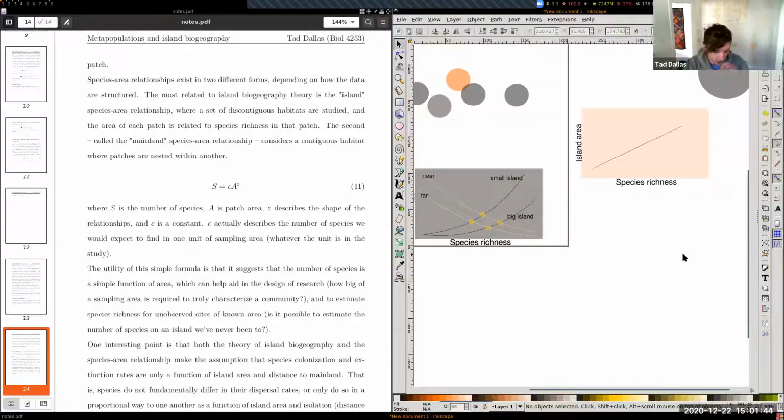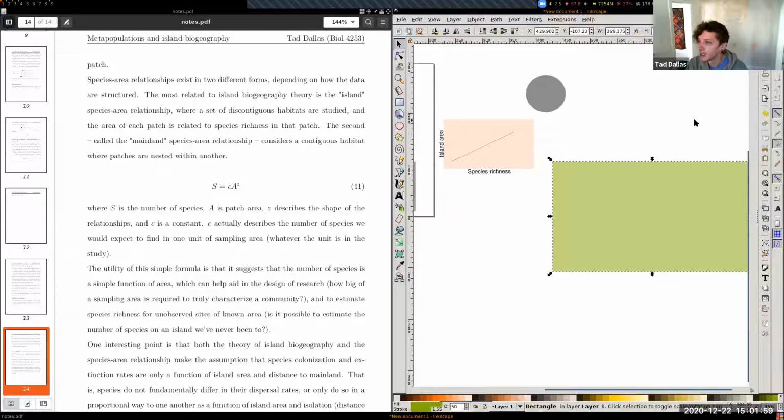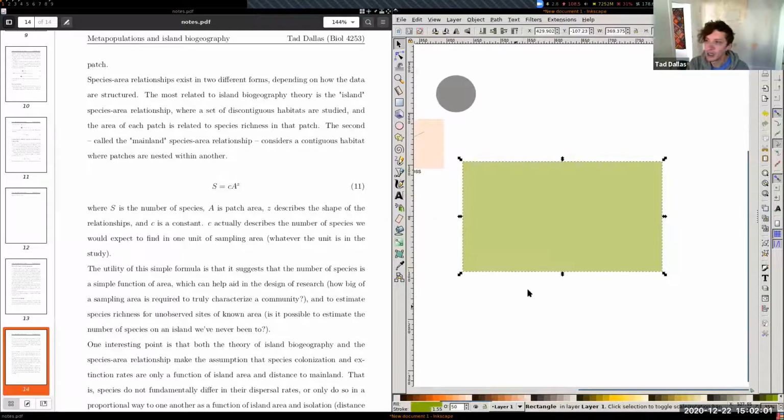There's also the mainland species area relationship, which I will do my best to draw. I'm going to make it green like land. It takes a contiguous piece of area where the communities or species are coexisting in this space. All right, get this set up.